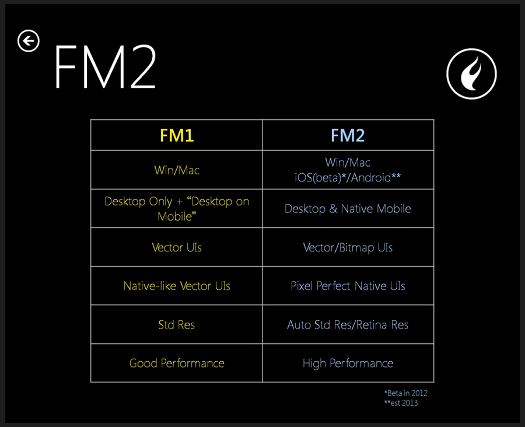In FireMonkey 1, it really was for mobile on iOS. It was really a desktop on mobile experience, whereas in FM2, it's really a fully native mobile experience. And moving from vector UIs to, in addition, now being able to support bitmap UIs. And this gives us the ability now to deliver these pixel-perfect native user interfaces and extend beyond just standard resolution, but also Retina resolutions. And finally, the performance and quality has been improved vastly between these last two versions.